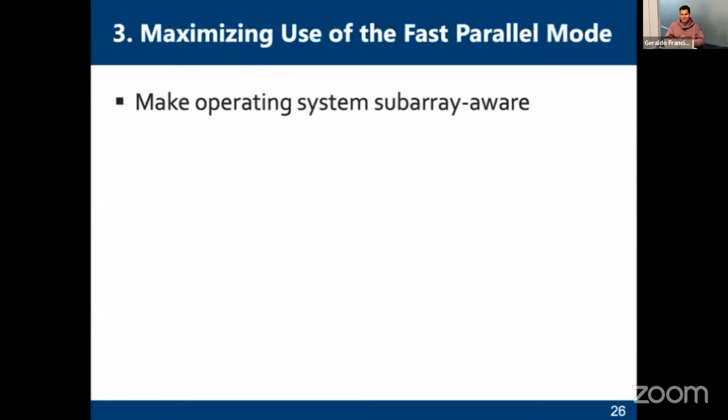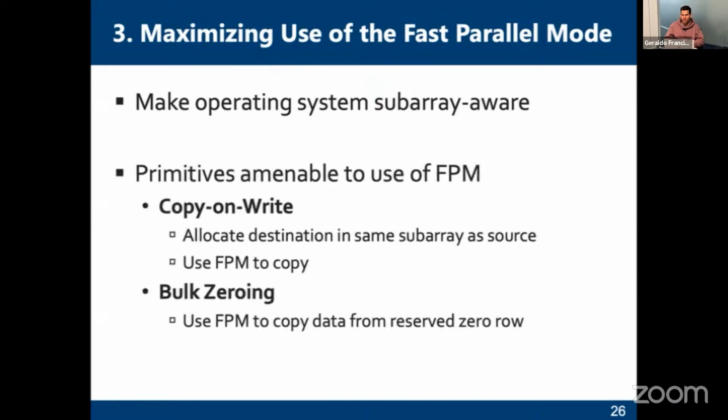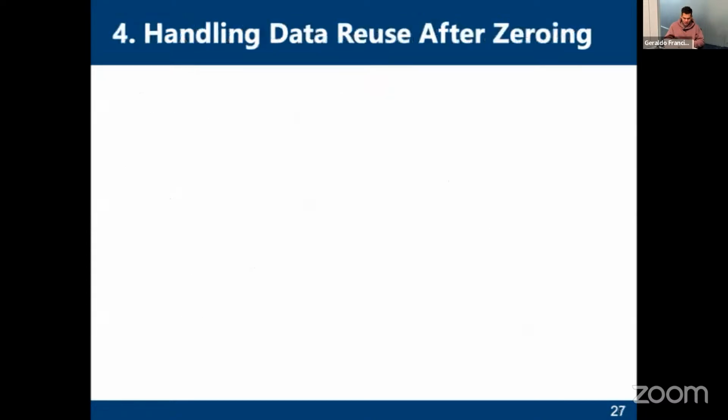We also want to maximize the use of fast parallel mode and minimize the usage of pipeline serial mode, and you can do that by making the operating system aware of the subarray boundaries, so that we can try to place data that is going to be copied later inside a single DRAM subarray. There are several primitives that are amenable to the use of fast parallel mode, including copy-on-write and bulk zeroing, which are quite common operations when you are forking threads or doing operating system initialization.